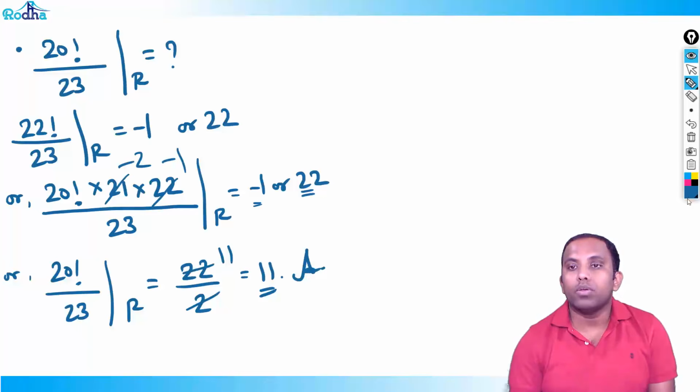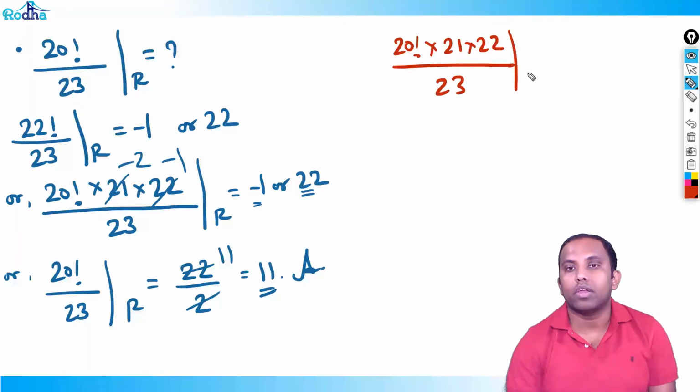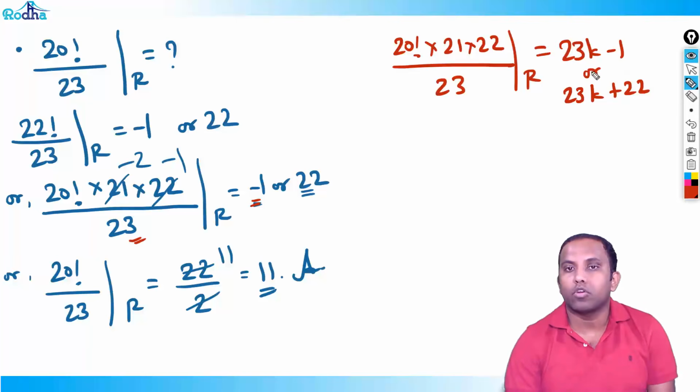But what else we can do is, we can also use a form like 20 factorial into 21 into 22 divided by 23, remainder. What is the form of the remainder now? A number when divided by 23, the remainder is minus 1 or 22. So you can use the form 23k minus 1, or it could also be 23k plus 22. Both are your wish, right?